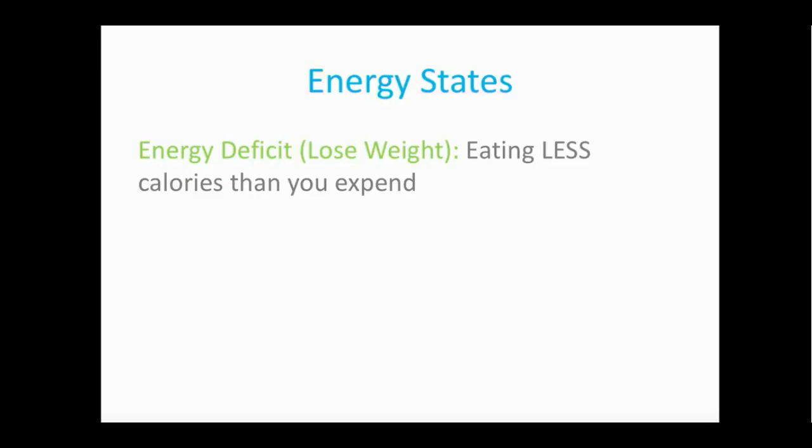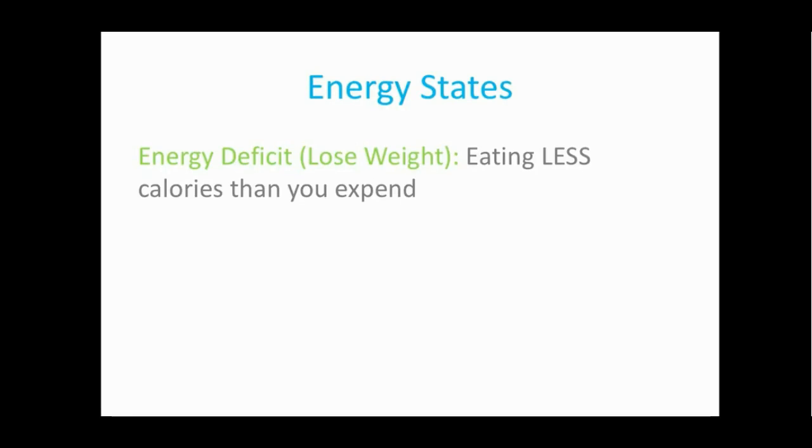So what are these different energy states that we can be in? Energy deficit, weight loss: eating fewer calories than you expend. This is when we are basically eating less than what we can burn. That then becomes our weight loss, or energy deficit. But it can also burn muscle tissue, and tap into our energy sources, so our surrounding fat, carbohydrate stores, glycogen and stuff like that.